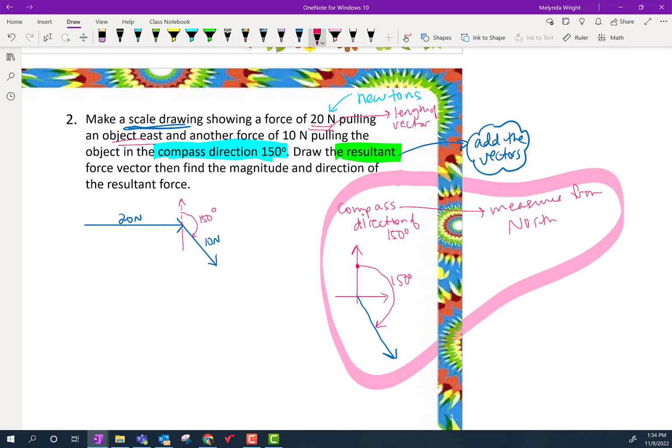Okay, I want to pause here for just a second. Are there any questions about how to do compass direction of 150 degrees or how to draw these head to tail? I'm confused about the length of 10 newtons.